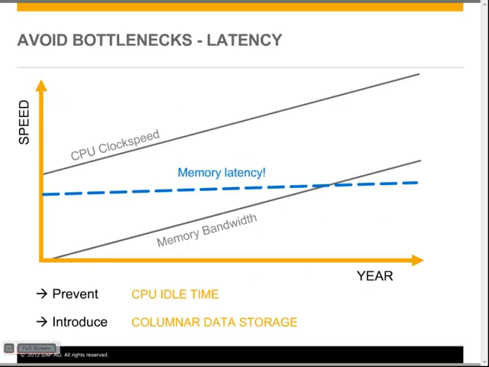So how do we make sure that we in the database prevent the bottleneck experienced when the CPU is sitting idle waiting for memory to be loaded into cache? One of the key components that HANA introduces to make sure we don't sit idle with the CPU is the columnar data storage.